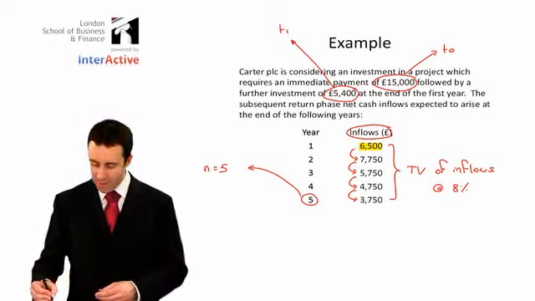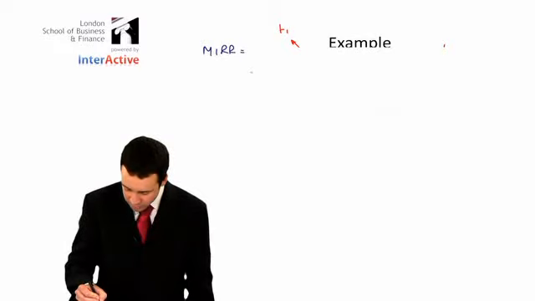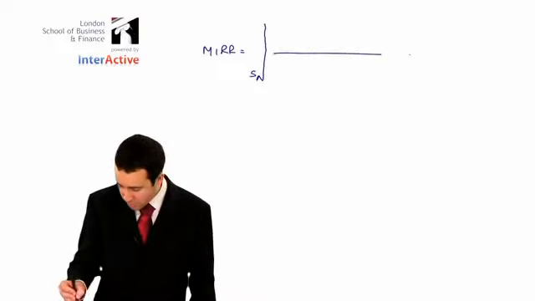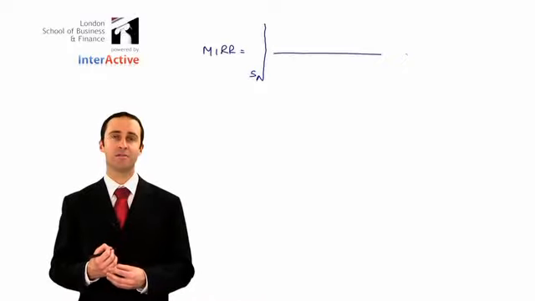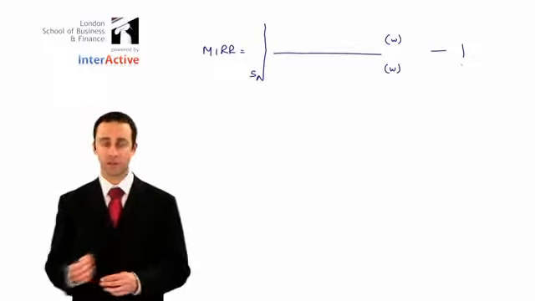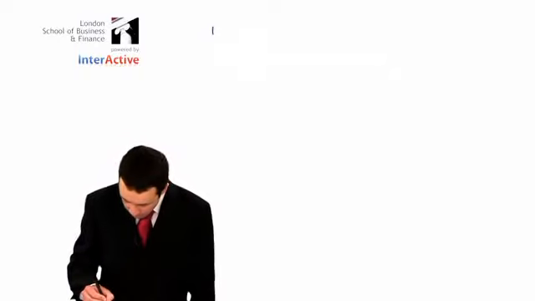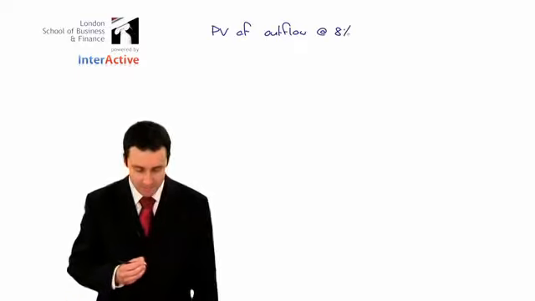So what we have to do here is, if I was to go through and calculate your modified internal rate of return, we're looking at the 5th root of the terminal value of the inflows divided by the present value of the outflows. So what I go through and do is just a couple of small workings to be able to calculate those figures. What I'd start off with, first of all, is to work out the present value of the outflow at 8%.